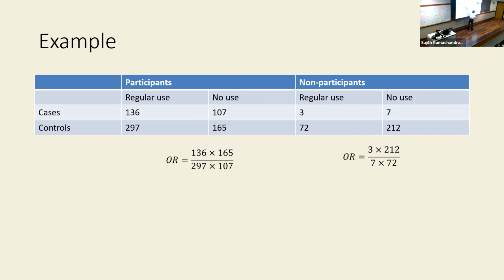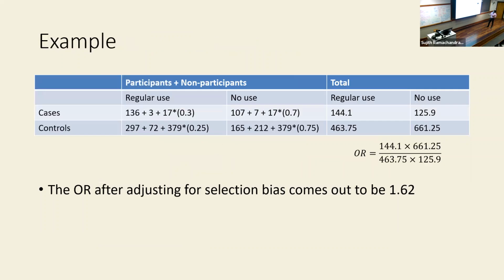So this 3 gets added to the 136, the 7 to the 107, the 72 to the 200, because we know the distribution of these variables in this group. So we can just add them to the original group, and for the other 17 and 379 people, we make assumptions about their distributions of mobile phone use and add those as well. And this is what that would look like.